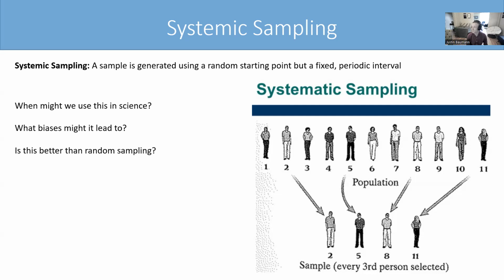So when might we use this in science? We use it a lot when we're working with people. What biases might it lead to? We kind of naturally group people based on attributes. So you have to be really careful about how this works if you're truly trying to be random anyway.